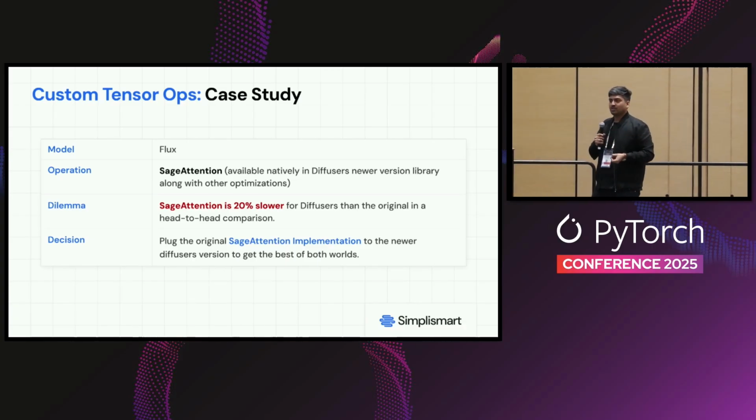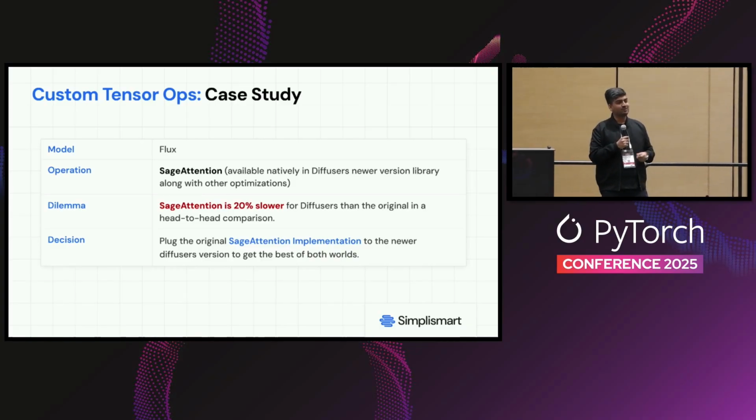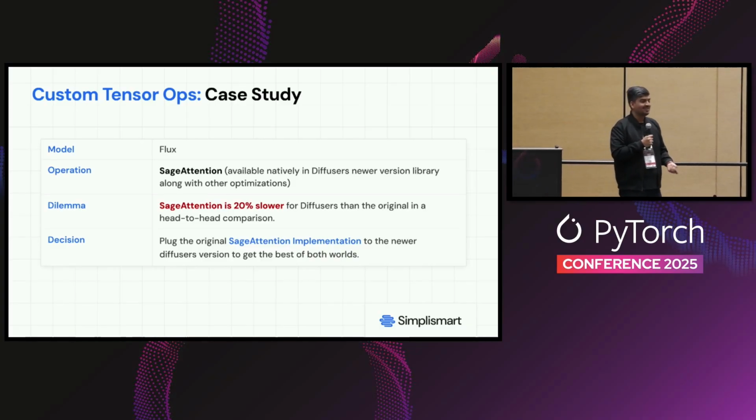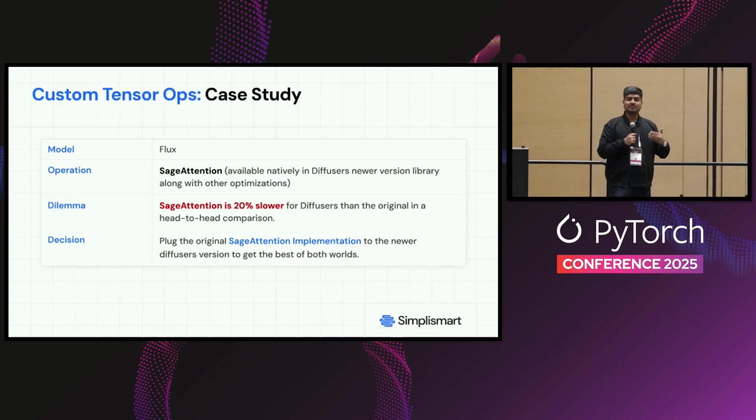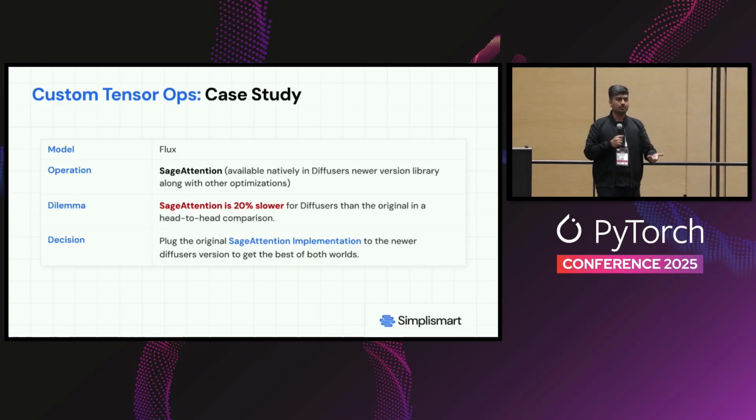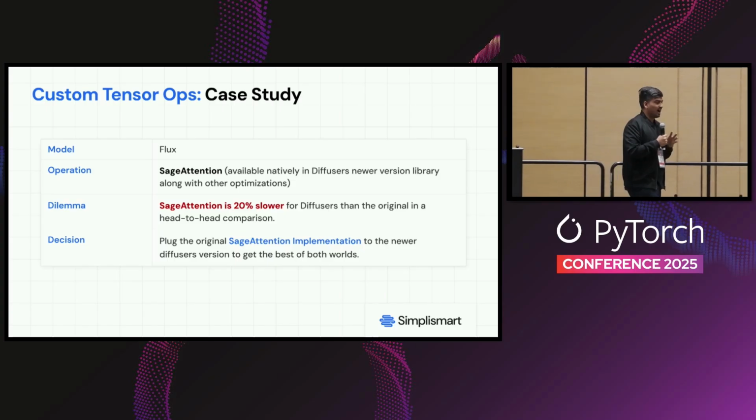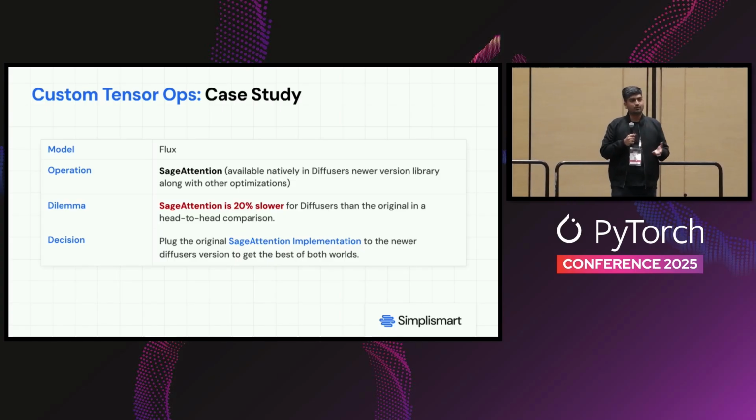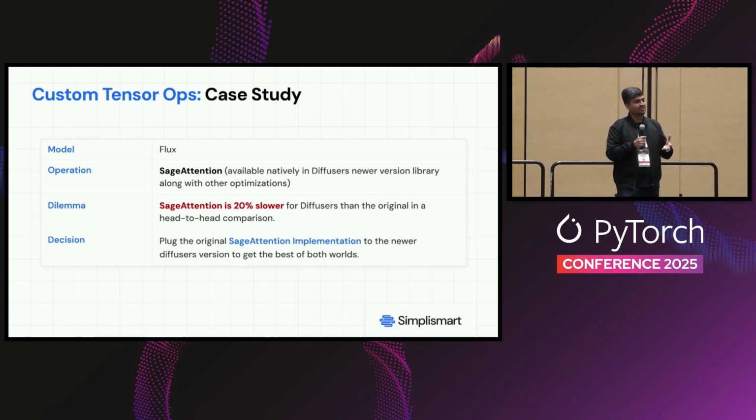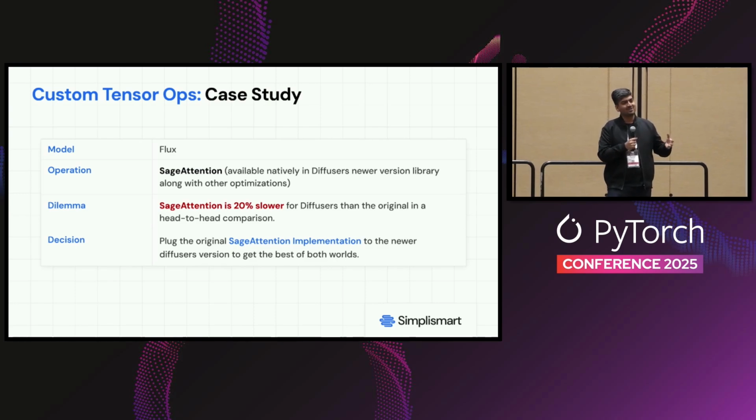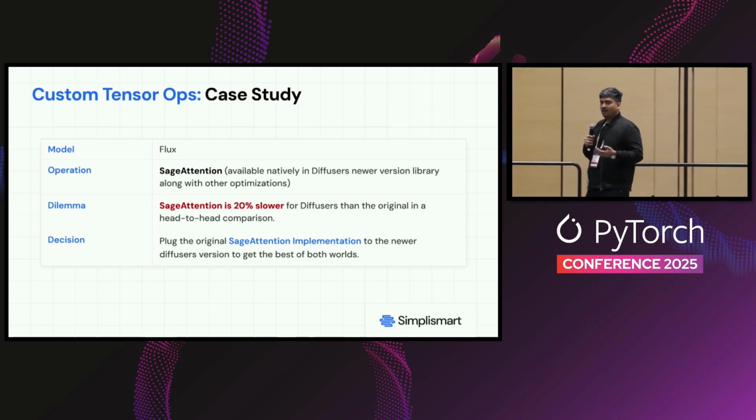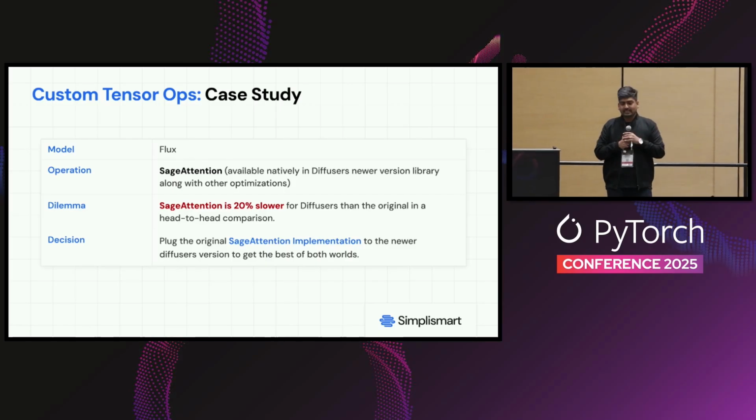Now, the choice in front of us is, do we let go of the new features, do we let go of the newer optimizations in the new version, or do we keep using the older version, keep getting the core speed that we're getting in the model, right? Of course, the answer for us was best of both worlds: patch the older Sage Attention into the newer diffusers library in order to get the right speeds. But it's easier said than done, right?